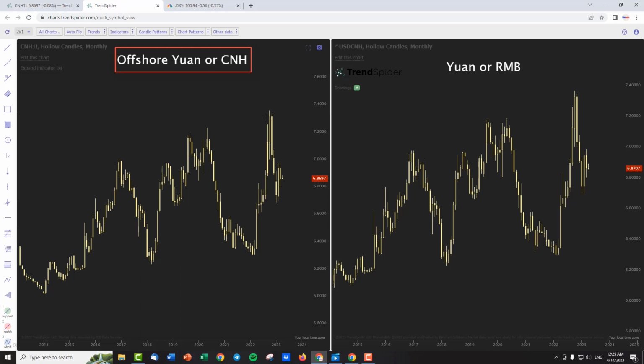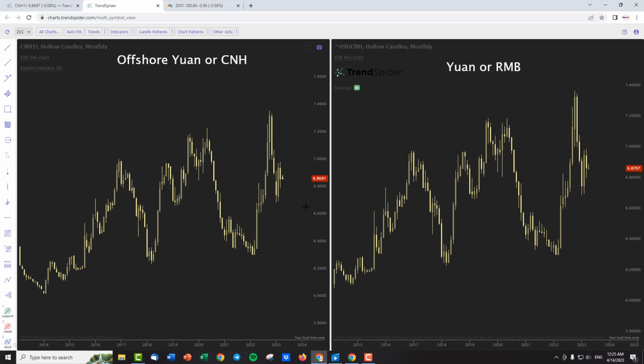This means that the offshore yuan is more freely tradable, and it can be used for a wider range of international transactions, such as international trade and investment, while onshore yuan is more restricted in use. Now, as a trader and investor, personally, I will look at the offshore yuan. Of course, as a traveler to China, we are going to look at the yuan or renminbi itself. But I'm just going to share with you the similarity between the two.